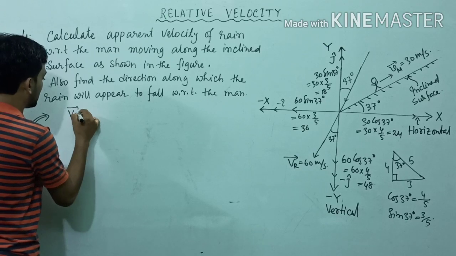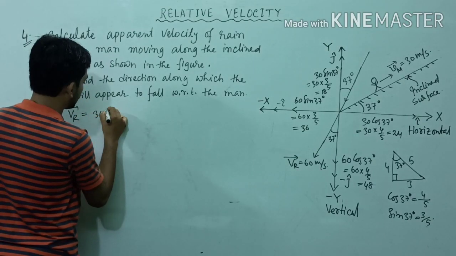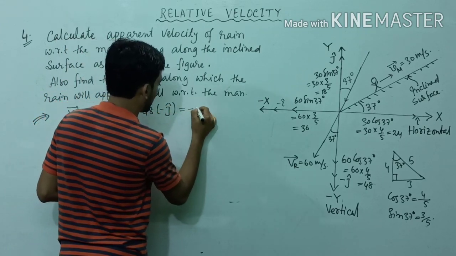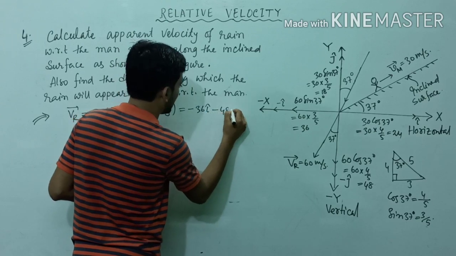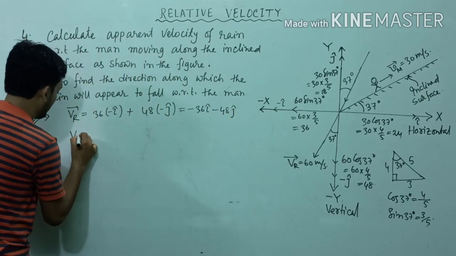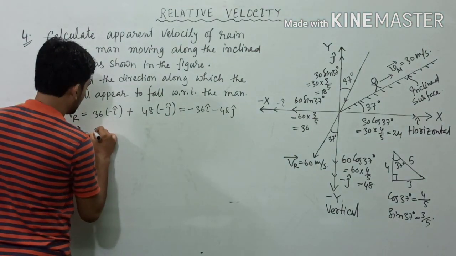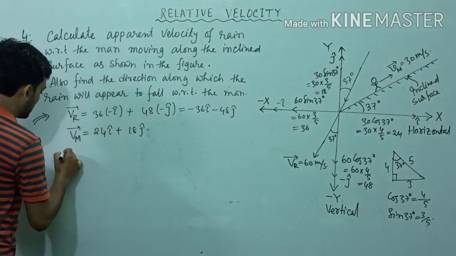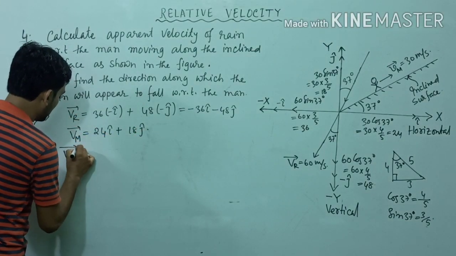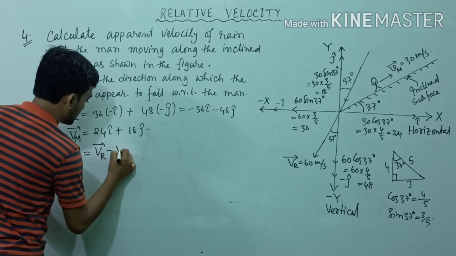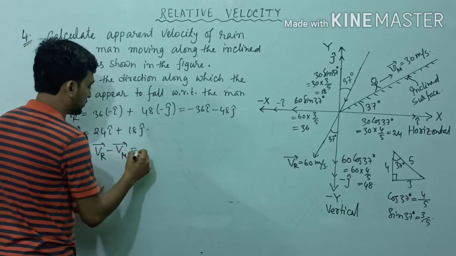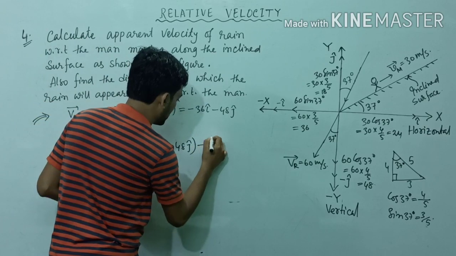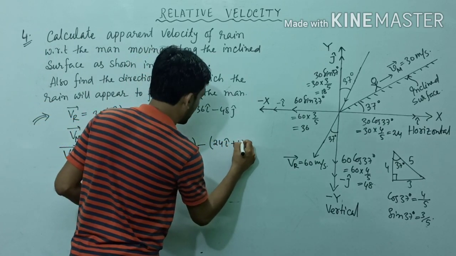So VR vector can be written as minus 36 I cap minus 48 j cap, and VM vector is equal to 24 I cap plus 18 j cap. Now apparent velocity of rain with respect to man can be written as VR minus VM. This is equal to minus 36 I cap minus 48 j cap minus 24 I cap plus 18 j cap.